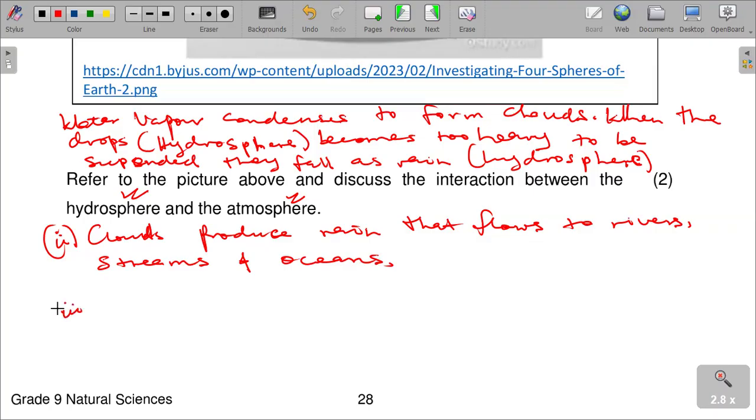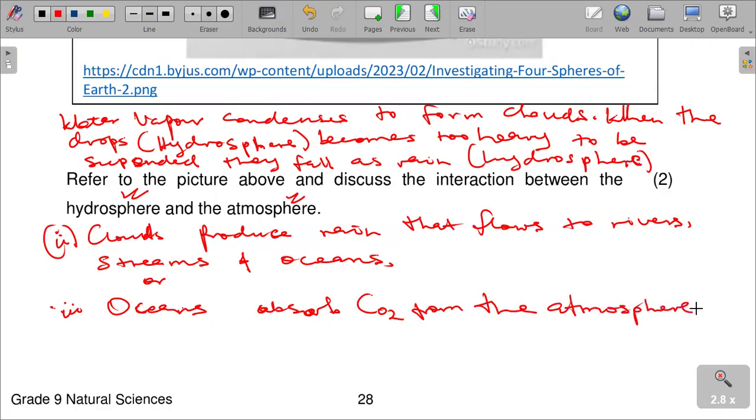Number 3 is another option: oceans absorb carbon dioxide from the atmosphere. That's the interaction that we are talking about between the hydrosphere and the atmosphere.